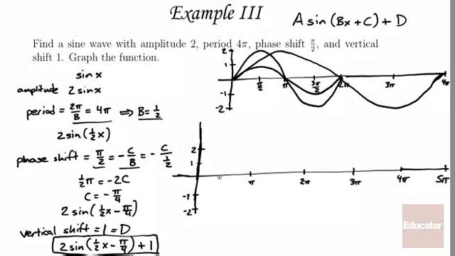So instead of starting at 0, I'm going to start at pi over 2. And I go up to there, back down to 0 at 2 pi plus pi over 2, back down to negative 2 between 3 and 4 pi, and back up to 0 there. So I'll connect these up.